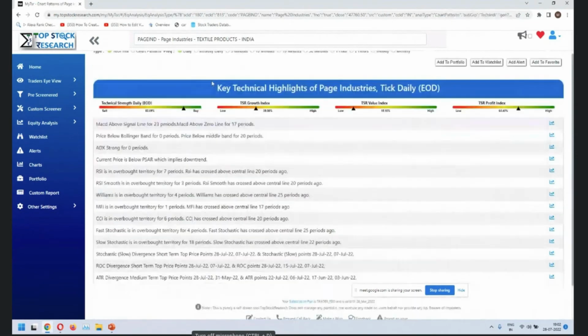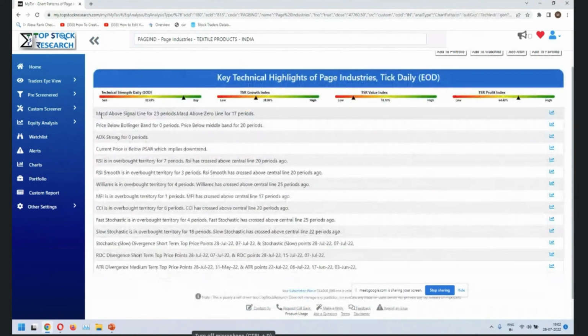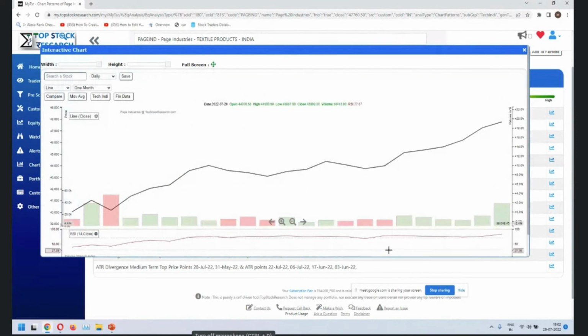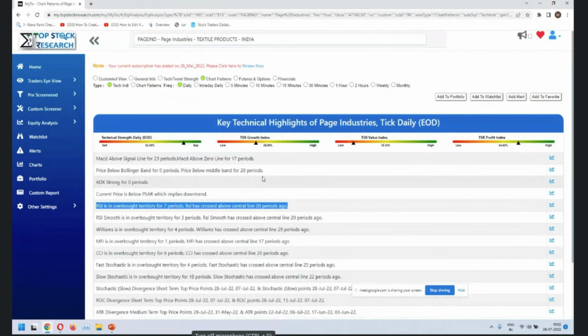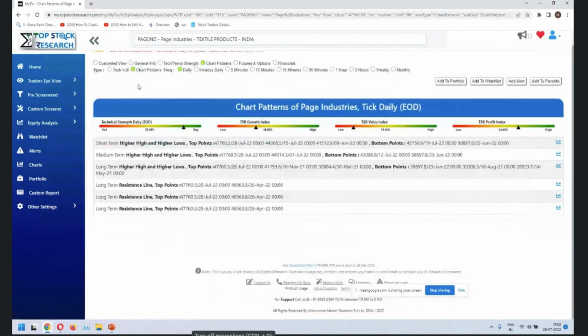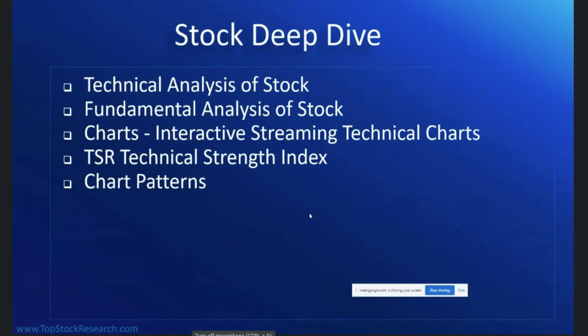Further commentaries, if you are looking at, is on the technical indicators. It will give you some ideas about the MACDs or the current PSARs or ADX and so on and so forth. That I'll leave it to you guys. For example, it is in overbought territory for 7 days. When you look at this one, it clearly tells you that it is in overbought level. Right? So it gives you brief commentary about this thing. If you're looking at the other chart patterns, it is forming higher highs, higher lows, then resistance trend lines, long-term resistance trend line, and other set of information. You can get it at the stock level.